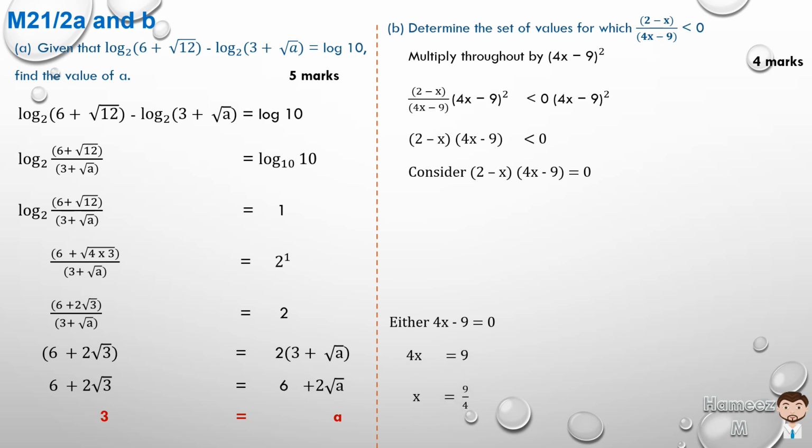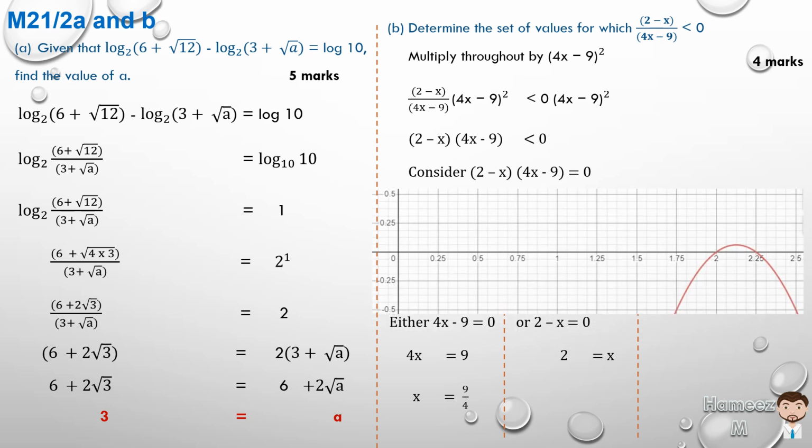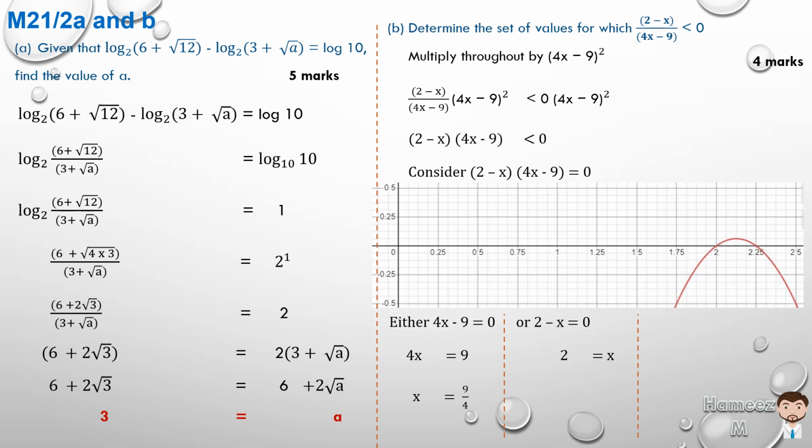So we're actually solving for this quadratic to find the roots. Or 2 minus x is equal to 0. So 2 is equal to x. So now, if we bring up a sketch, we can see the roots at 2 and 9 on 4, or 2 1/4, or 2.25.